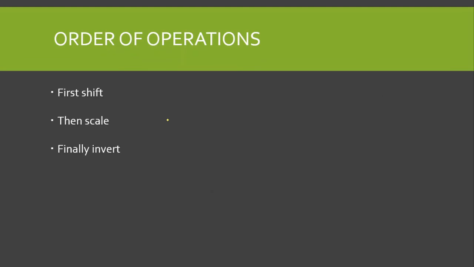Now, what is the order of operations of these time transformations? For example, if we have a signal where we need to do the shifting as well as scaling as well as inversion, what should be the order of operation?